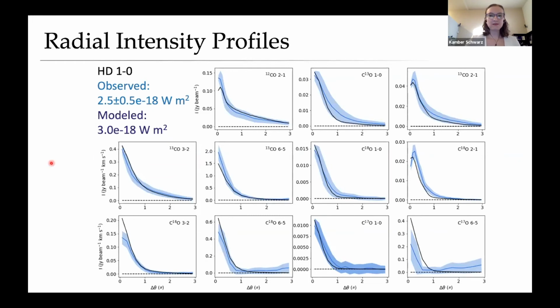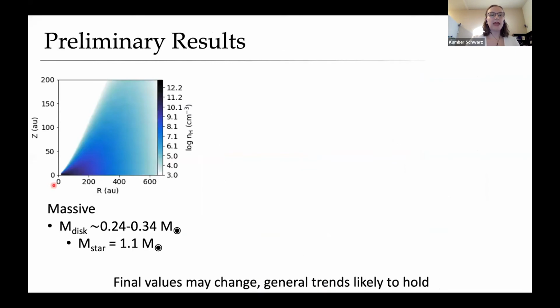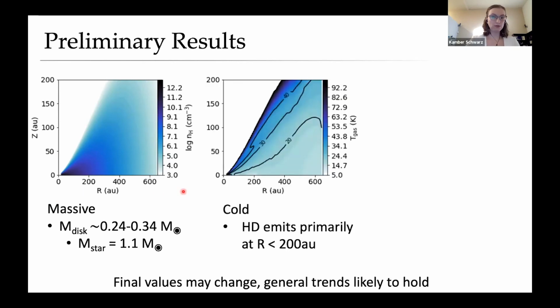And the best fit model here is for a very massive disk with a total gas mass between 0.24 and 0.34 solar masses. For reference, the mass of the central star here is 1.1 solar masses. So this is a large, massive disk. It's also very cold. You can see the 20 K temperature contour here, and much of the mass in the disk is colder than 20 K. This means that our HD emission is primarily tracing radii smaller than 200 AU.